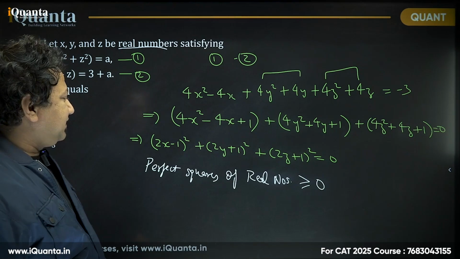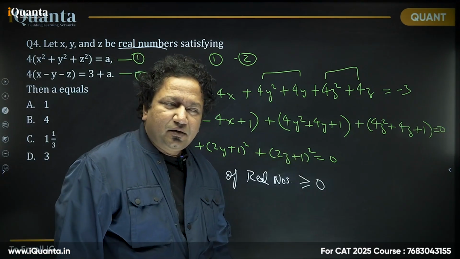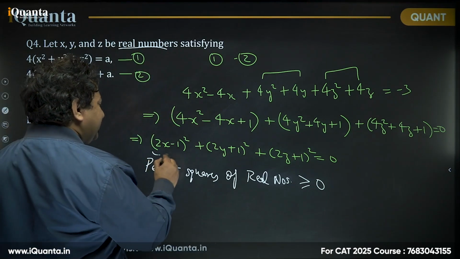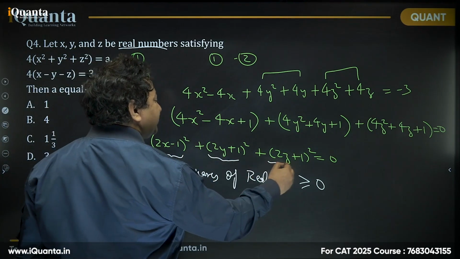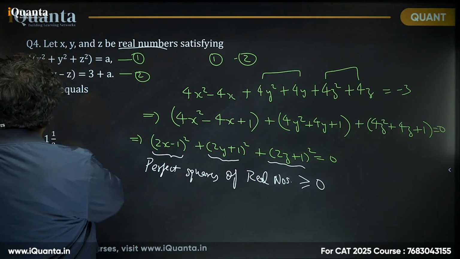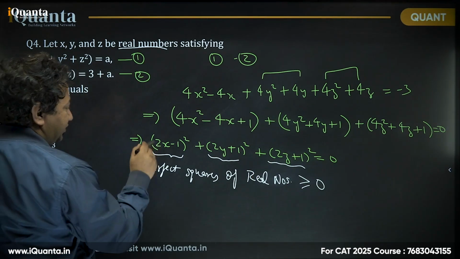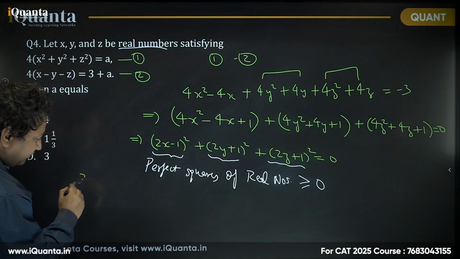So as you can see, these are three perfect squares. The sum is 0. They would either be positive or be equal to 0. That means that these three individually are equal to 0, because 0 plus 0 plus 0 can only be 0. All right. The moment we realize that, our life is sorted. So 2x minus 1 whole square is also 0.